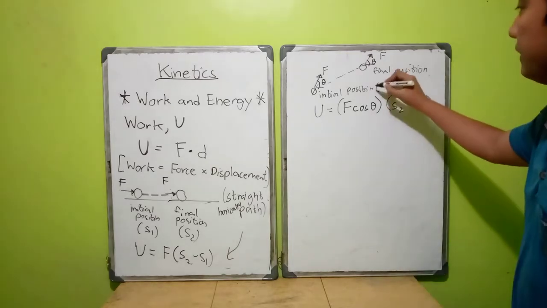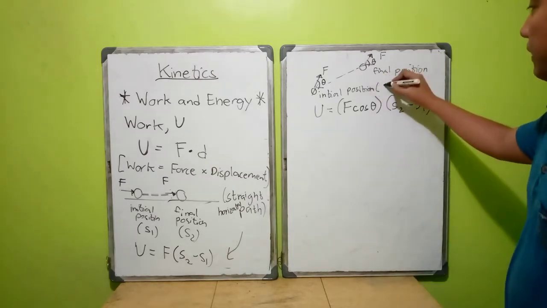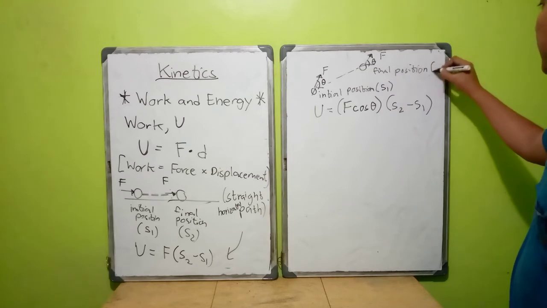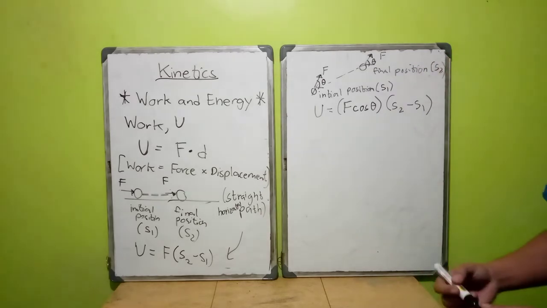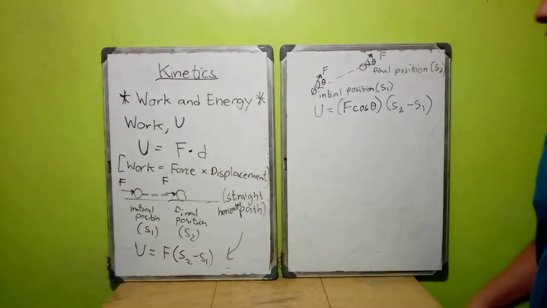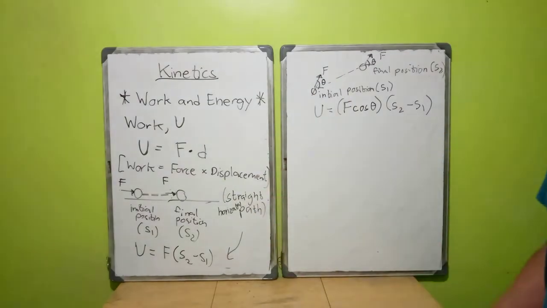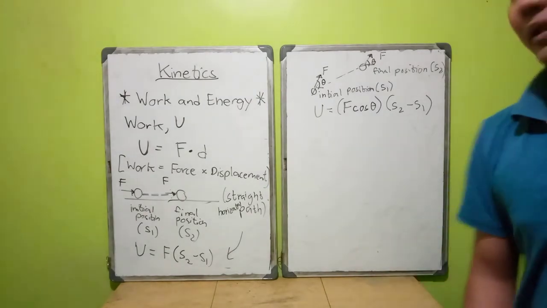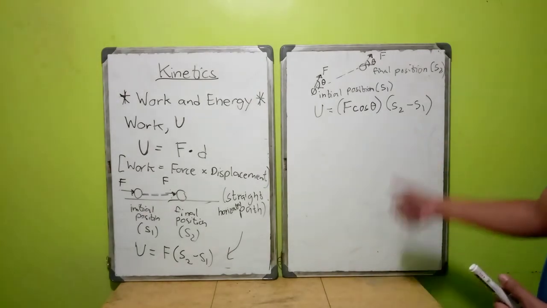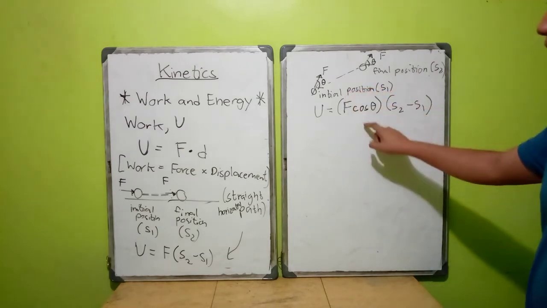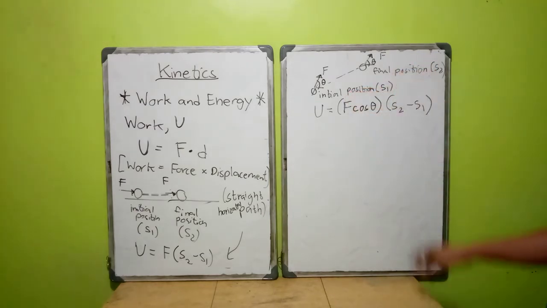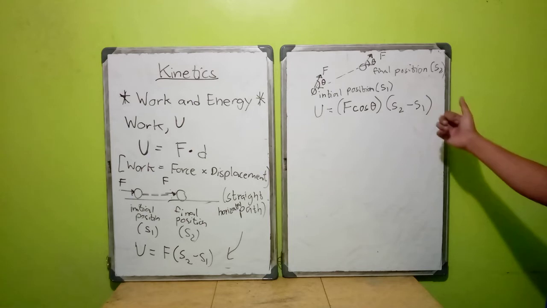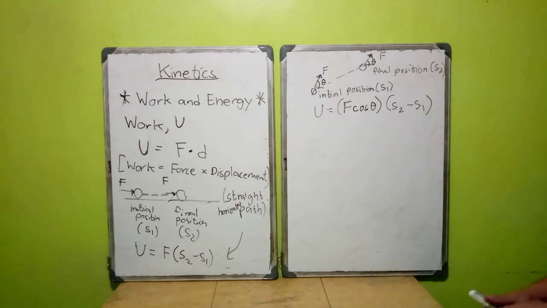Let us say this is your S1 and this is your S2. So it is not as simple as work equal to force times displacement. It is good only if it is moving in a perfectly horizontal path. But if it is inclined, you use F cosine theta times S2 minus S1.